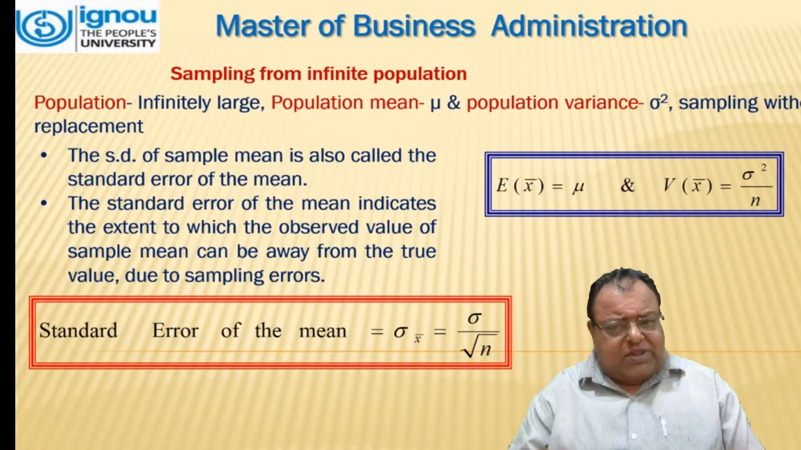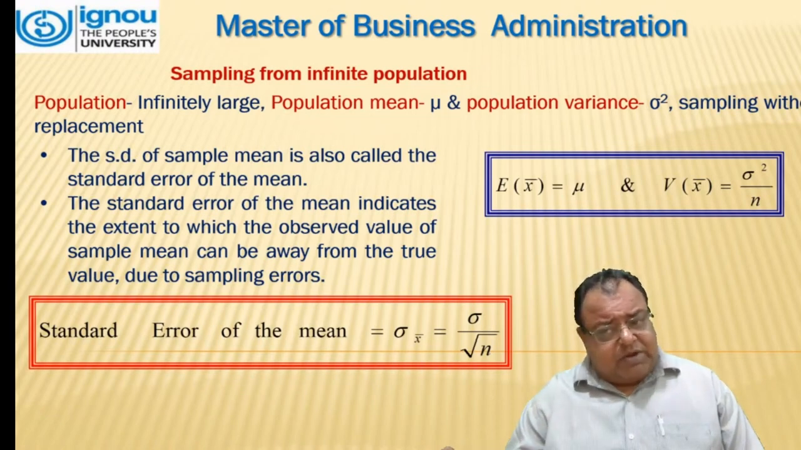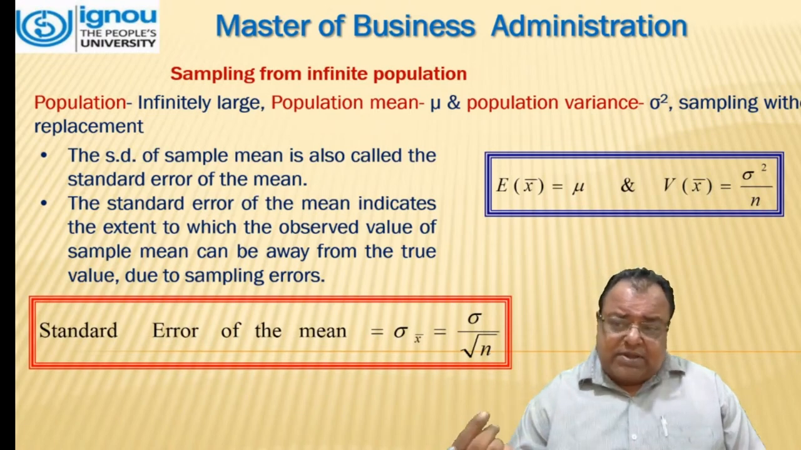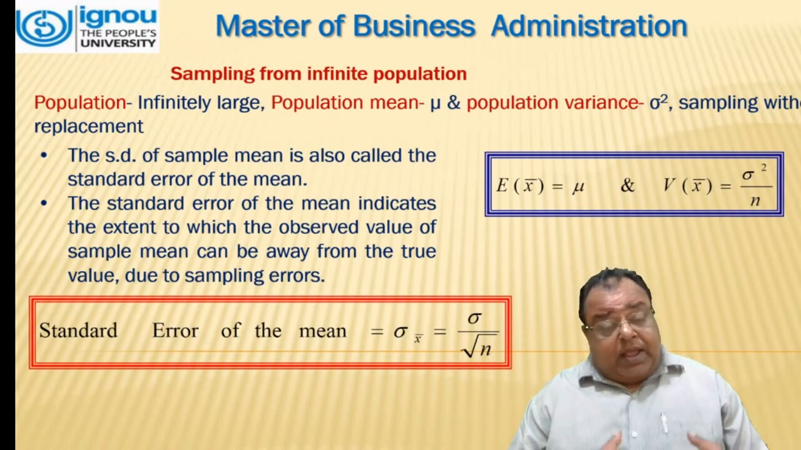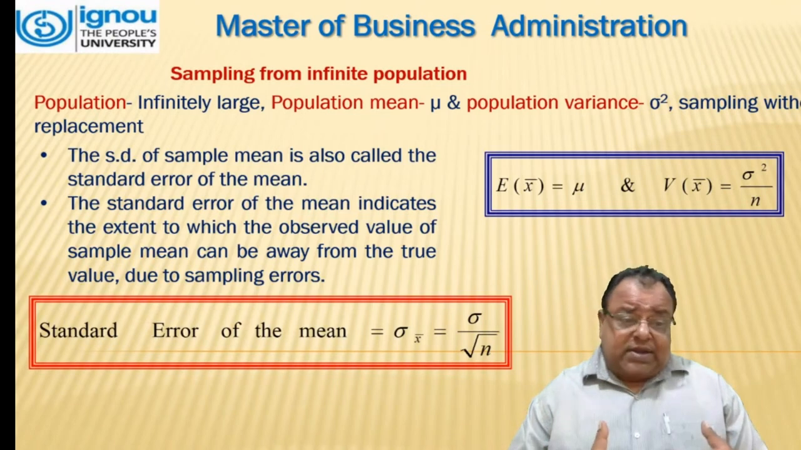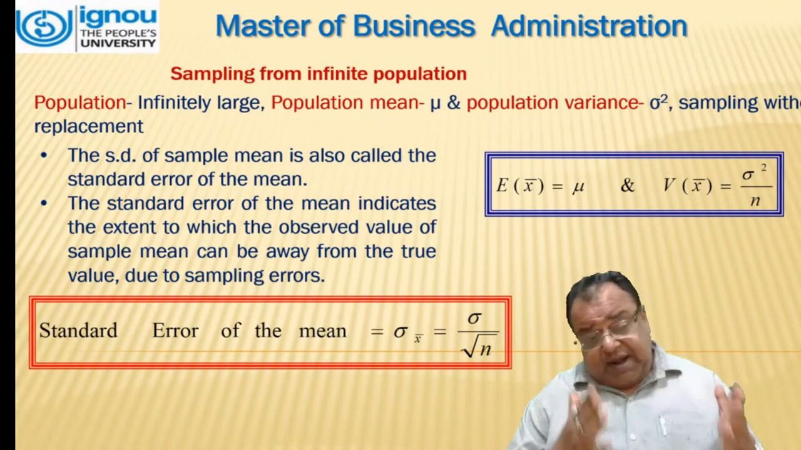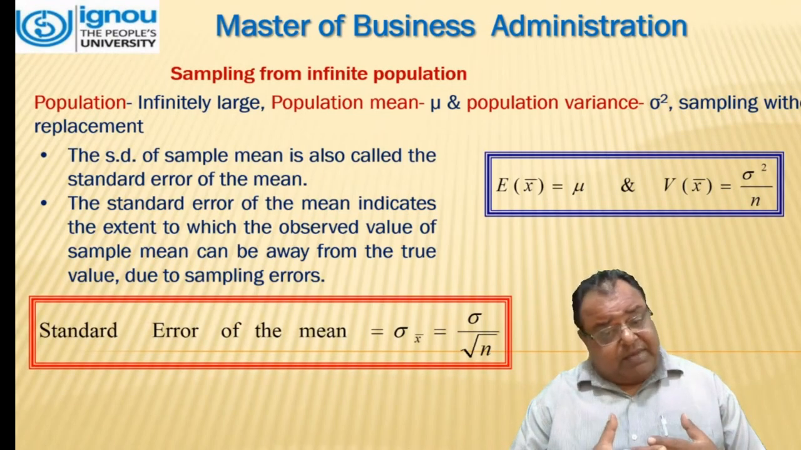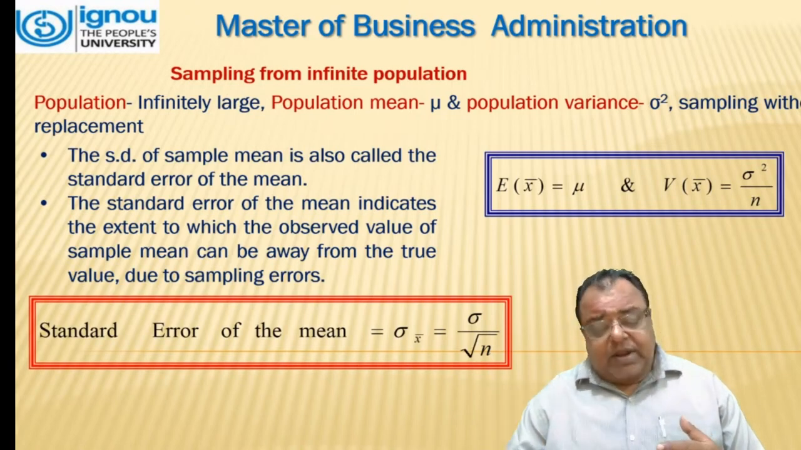Mathematically, how to denote all these terms? E of x bar is equal to mu. The variance of x bar is equal to sigma square upon n. As we have already discussed about the standard error, the standard error of the mean is sigma x bar equal to sigma upon root n.